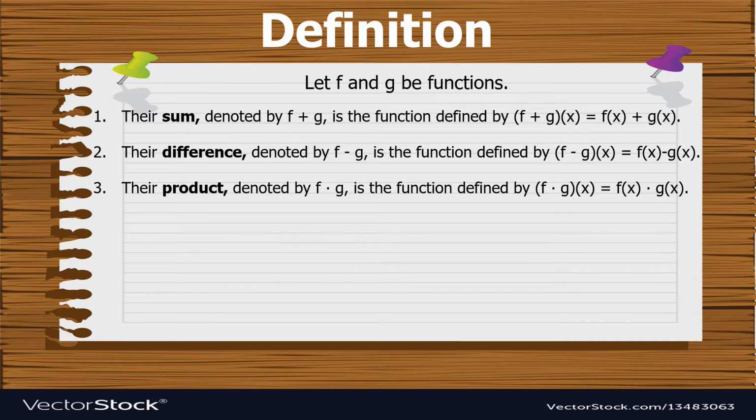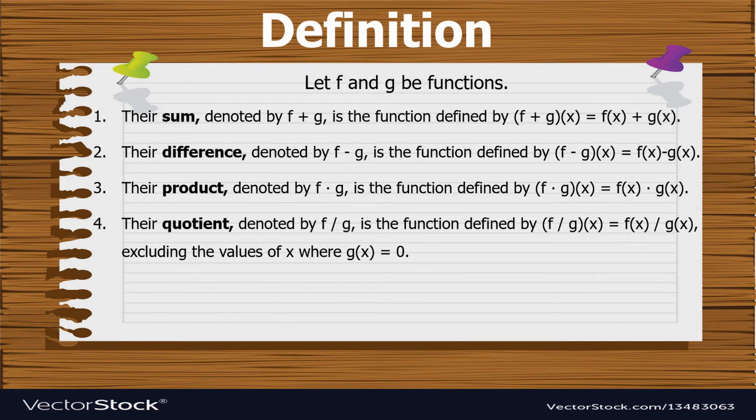Their product, denoted by f multiplied by g, is the function defined by f multiplied by g of x equals f of x times g of x. For their quotient, denoted by f divided by g, is the function defined by f divided by g of x equals f of x divided by g of x, excluding the values of x where g of x will become 0. Why? Because the function will become undefined.